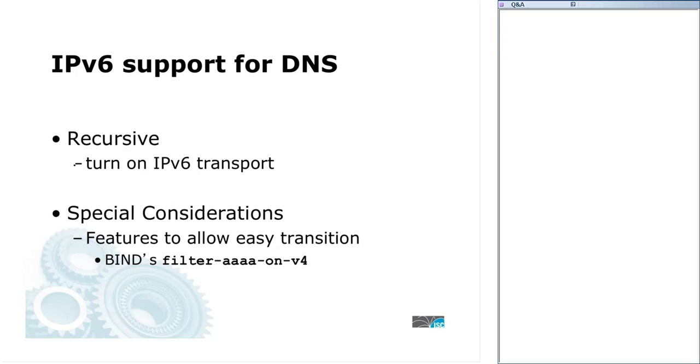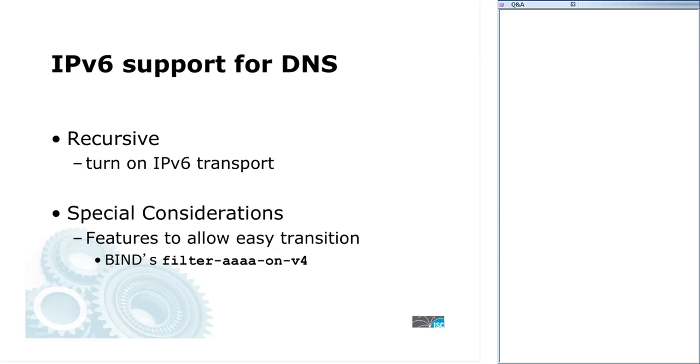On your recursive servers, you're also going to need to turn on IPv6 transport. As the users of your recursive servers begin to get IPv6 connectivity, let them use IPv6 as a transport to those recursive servers.